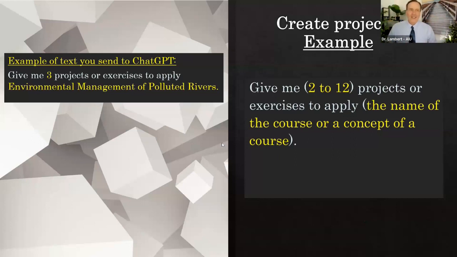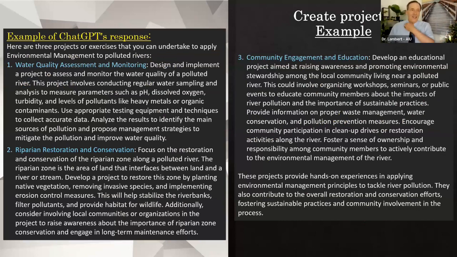Okay, so let's go look. So we're going to say, give me three projects or exercises to apply environmental management of polluted rivers. Here you go. The response comes back: here are three projects or exercises that you can undertake to apply environmental management to polluted rivers. So you're going to do water quality assessment monitoring. In this project, you're conducting regular water sampling and analysis to measure parameters such as pH, dissolved oxygen, turbidity, levels of pollutants like heavy metals or organic contaminants.